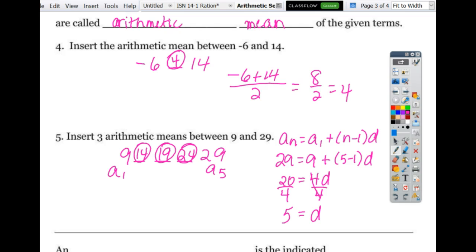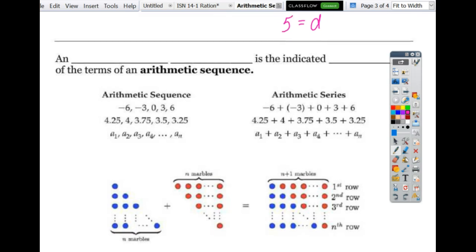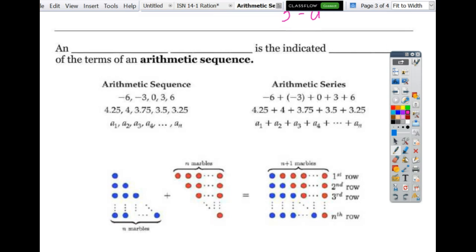Okay, so I have 3 problems left. If you'll just hang here with me for 3 more problems.